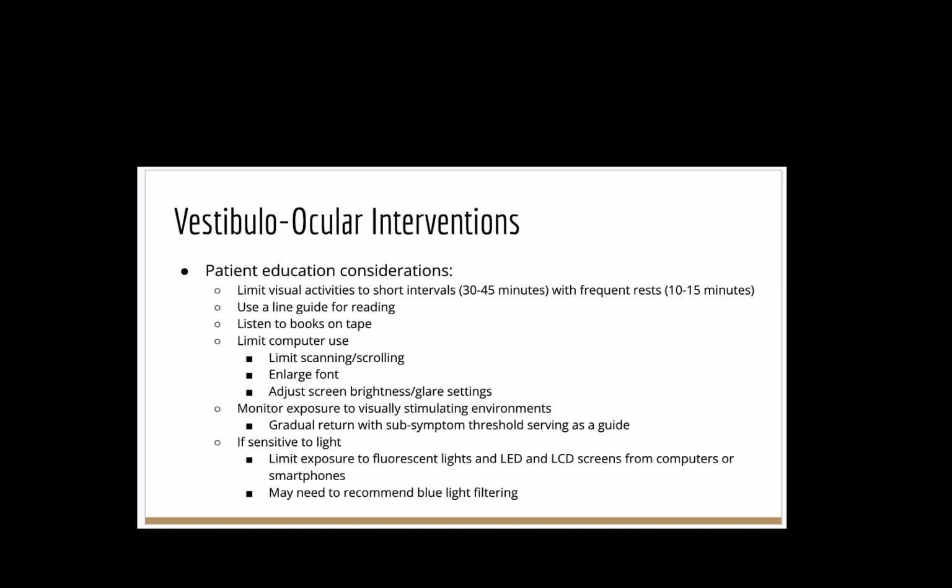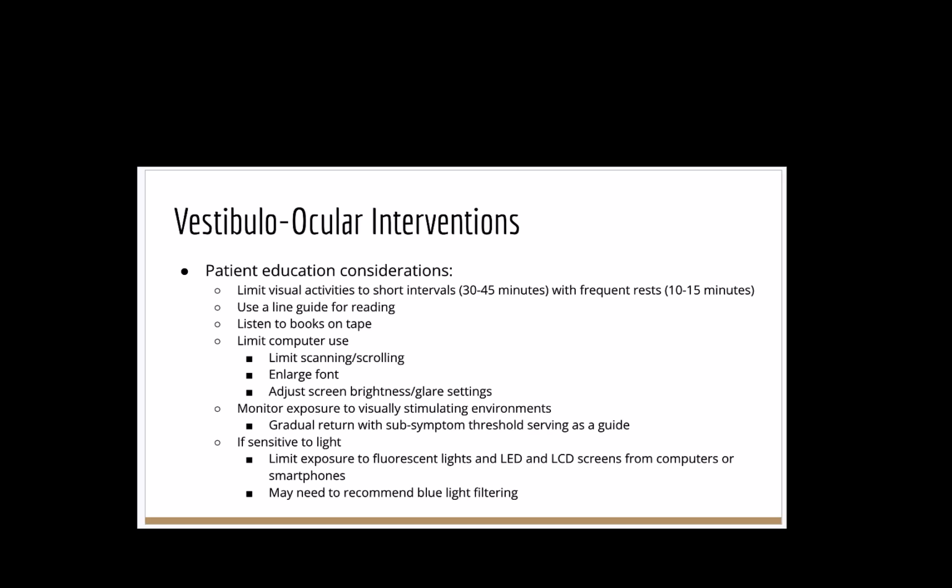But in general, you want to have shorter periods of time of visual activities with more frequent rest breaks so that they don't get that cognitive and visual strain. Okay. From an oculomotor standpoint, sometimes the patients will report double vision or blurry vision or jumping with the saccades as they're trying to do things like read.